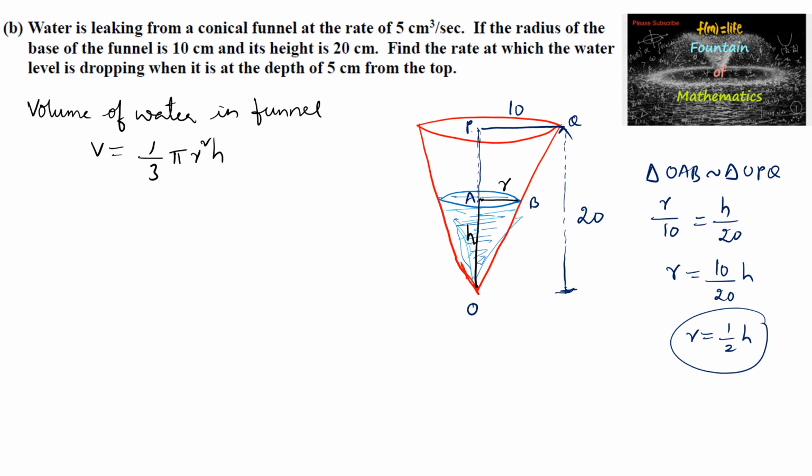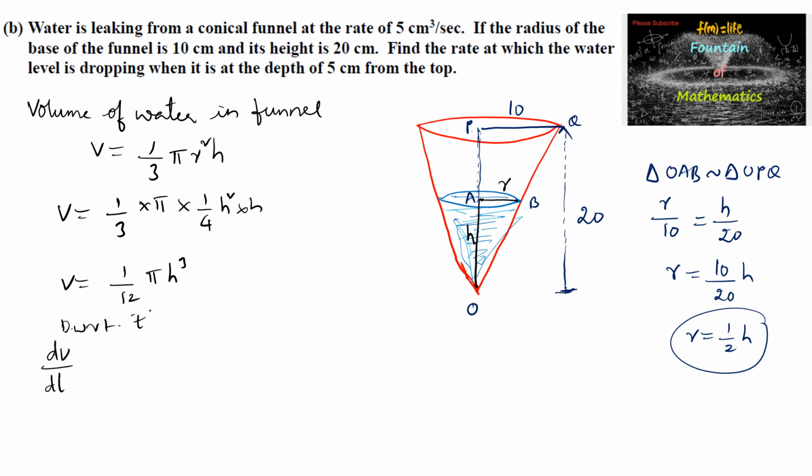So we can write volume V is equal to 1 by 3 into pi into R square, that is 1 by 4 H square, into H. So V is equal to 1 by 12 pi H power 3. Now differentiating with respect to t, we'll get dV by dt, which is pi upon 12 into 3H square dH by dt. That is dV by dt is equal to pi by 4 H square dH by dt.